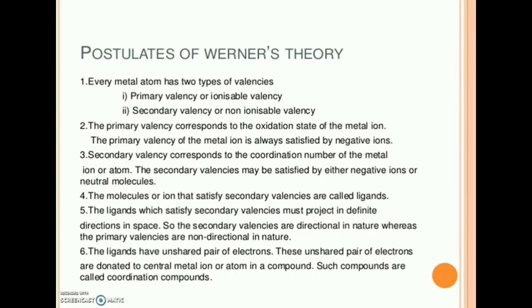Let us explain all these points. Every metal has two types of valencies, primary and secondary. Primary valency corresponds to oxidation state, and secondary valency corresponds to coordination number. Let us explain these two points with an example.